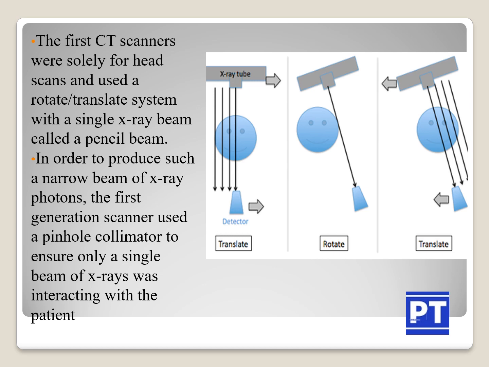The first CT scanner was only for head scans and used a rotate transit system with a single X-ray beam called a pencil beam. In order to produce such a narrow beam of X-ray photons, the first generation scanner used a pinhole collimator. The collimator was a pinhole to ensure that only a single beam of X-ray was interacting with the patient.